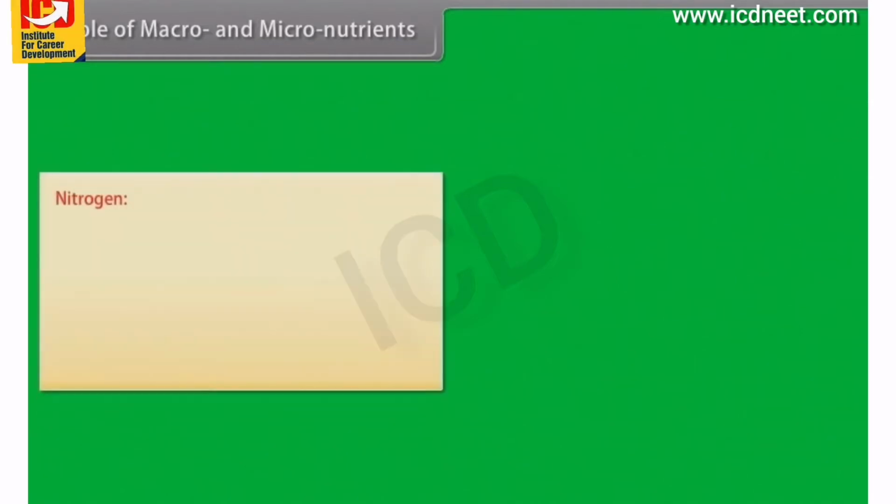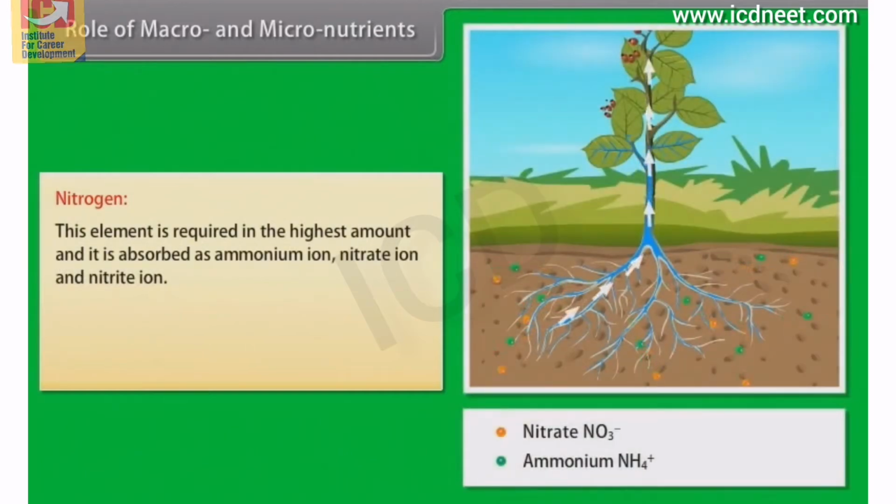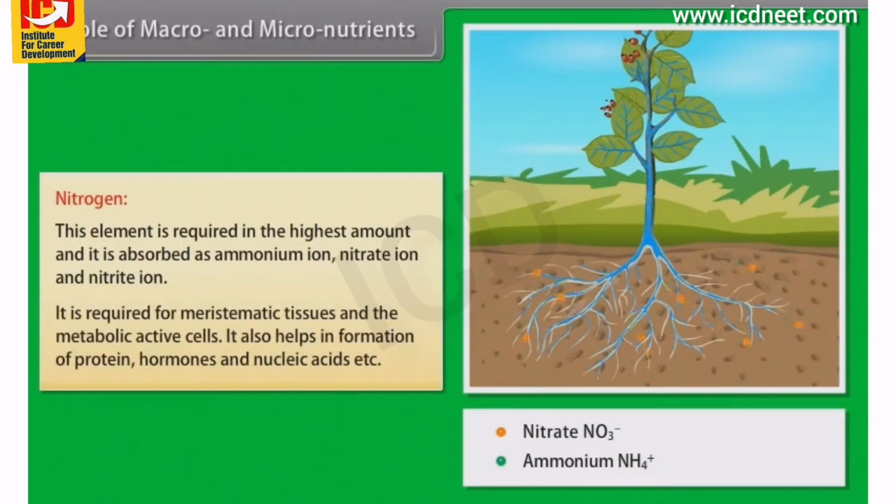Role of macro and micronutrients. Nitrogen. This element is required in the highest amount and it is absorbed as ammonium ion, nitrate ion, and nitrite ion. It is required for meristematic tissues and the metabolically active cells. It also helps in formation of proteins, hormones, and nucleic acids, etc.